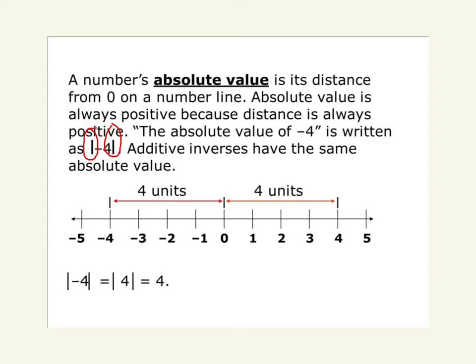If you look at this example down here, it's telling us that the absolute value of -4 is equal to the absolute value of 4, which is equal to 4. And the reason why we know that, if you look up here on this number line, if we count over 1, 2, 3, 4, that's 4 units from 0, -4 is. If we go the other way, 1, 2, 3, 4, +4 is also 4 units from 0. Therefore, the absolute value of both -4 and +4 is just 4.